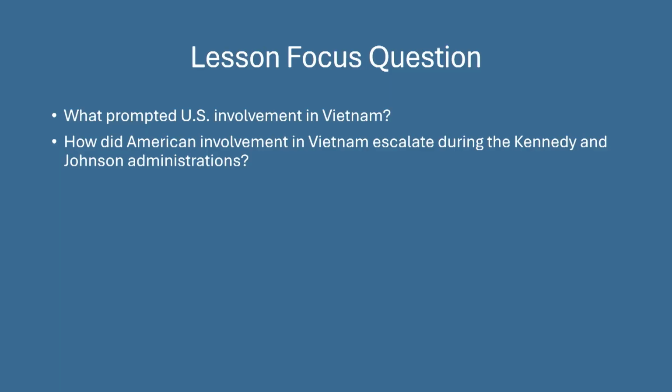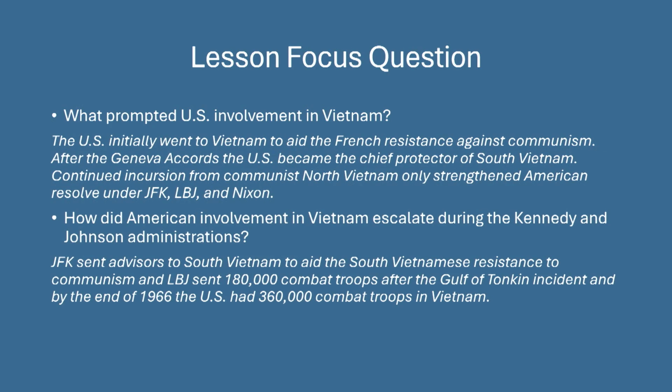Lesson focus question. What prompted U.S. involvement in Vietnam? And then how did American involvement in Vietnam escalate during the Kennedy and Johnson administrations? What prompted U.S. involvement in Vietnam? The U.S. initially went to Vietnam to aid the French resistance against communism, and after the Geneva Accords, the U.S. became the chief protector of South Vietnam, and continued incursion from communist North Vietnam will only strengthen American resolve under JFK, LBJ, and Nixon.